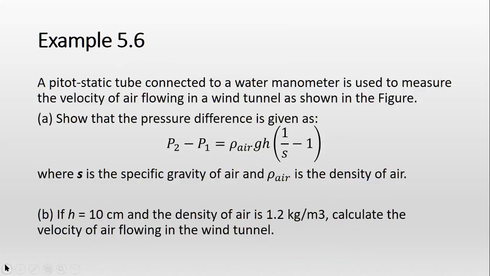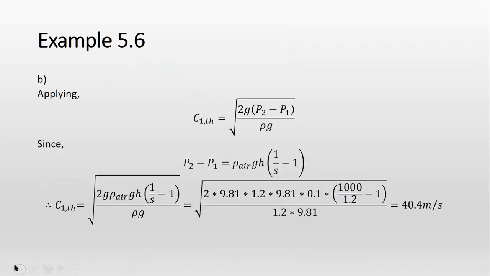For part B, we are asked to assume that H is 10 cm, density is 1.2, and we are asked to calculate the airflow. Since this is a pitot-static tube, we use the same pitot-static tube equation which we derived from Bernoulli. The purpose of part A was to calculate P2 minus P1. This has to be placed inside here because the idea of a pitot-static tube is to measure the pressure difference, which translates into your velocity. So I substitute this in, and it becomes like this.